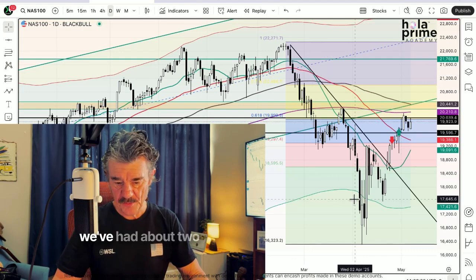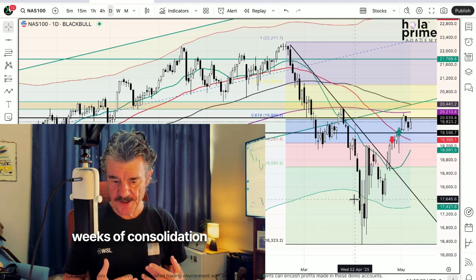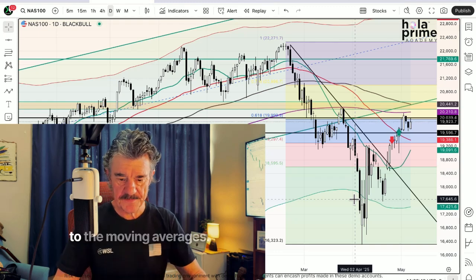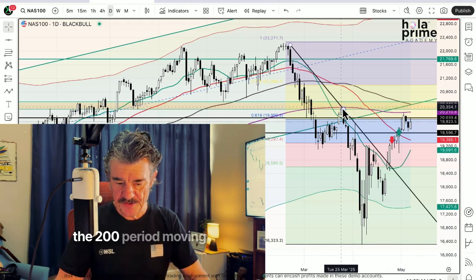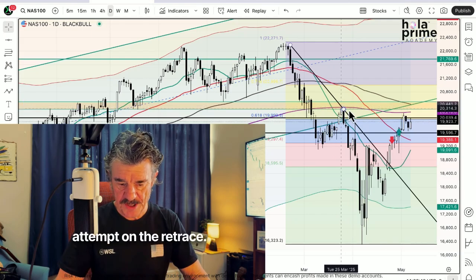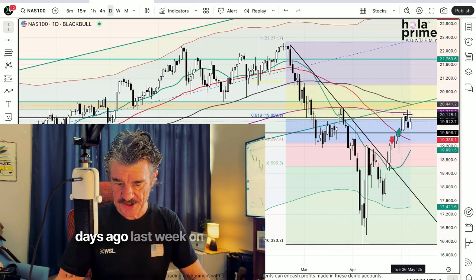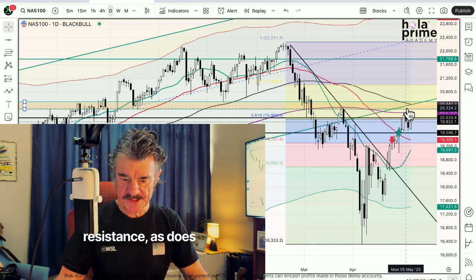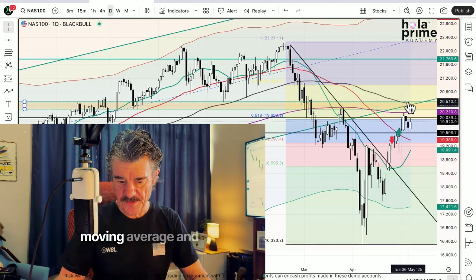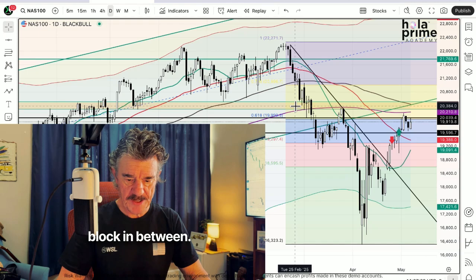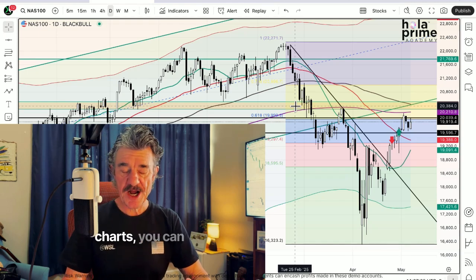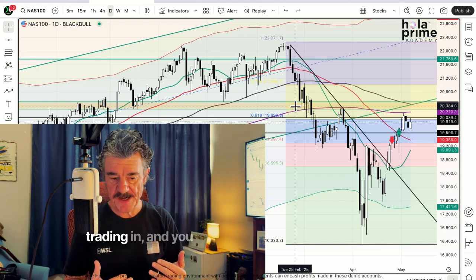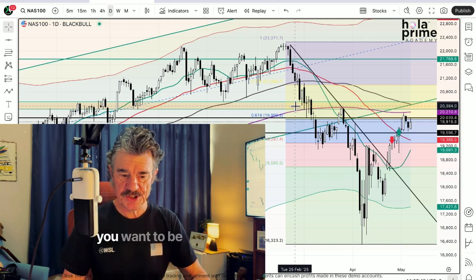Since that move down, we've had about 2 weeks of consolidation, retracement, and movement back up to the moving averages. Notice how we tagged the 200 period moving average on the first attempt on the retrace, and we've also tagged it now a couple of days ago last week on the retrace again. That level now acts as resistance, as does now the channel bottom and the 100 period moving average and this yellow order block in between. So by adding a couple of lines to your charts, you can determine what sort of structure we're trading in, and you can determine the direction in which you want to be trading.